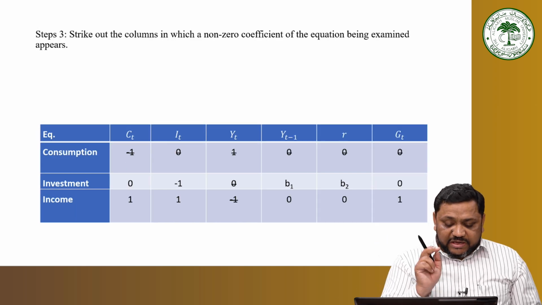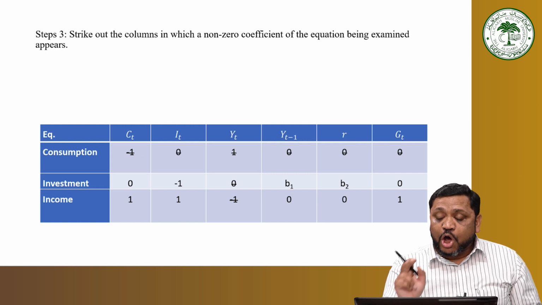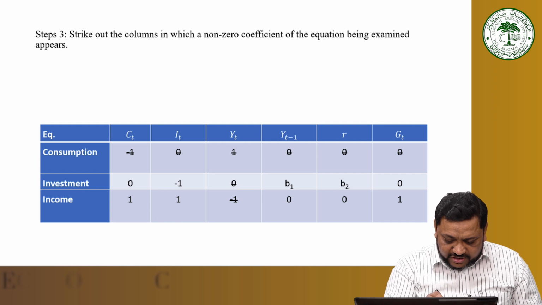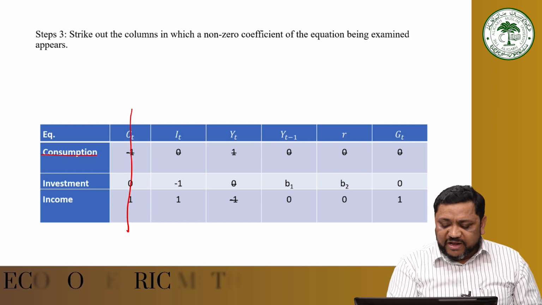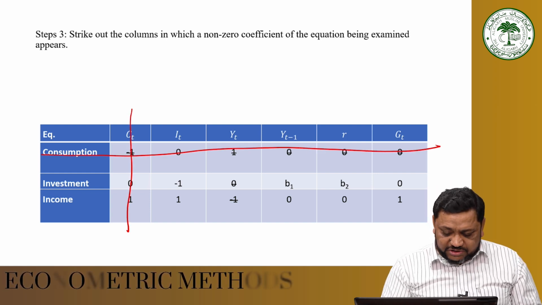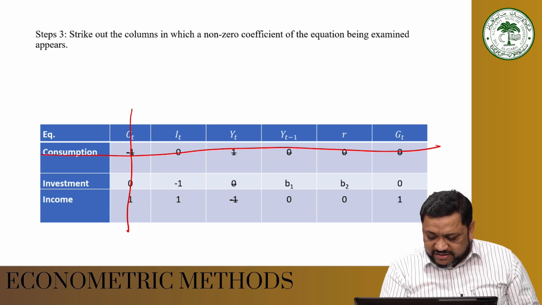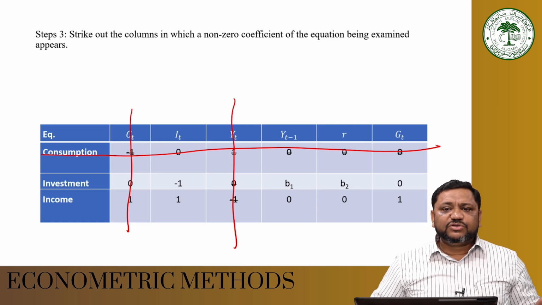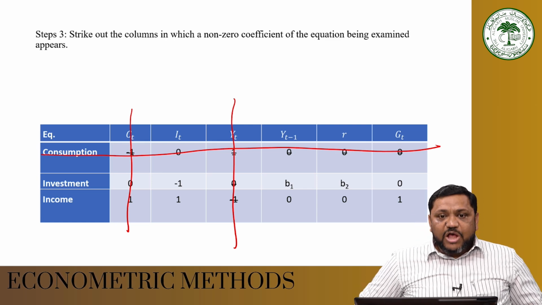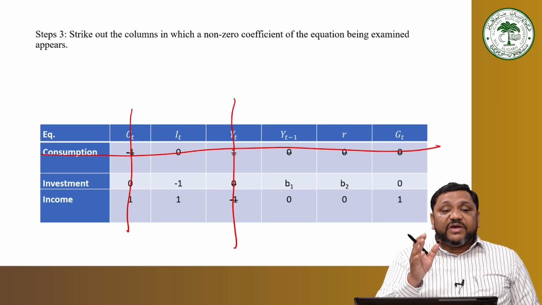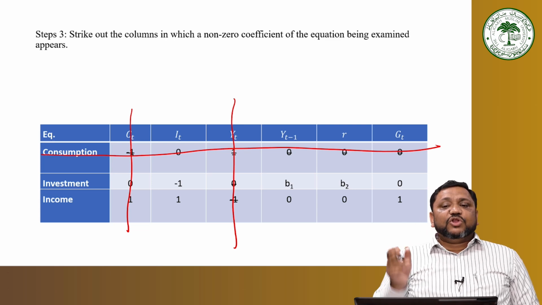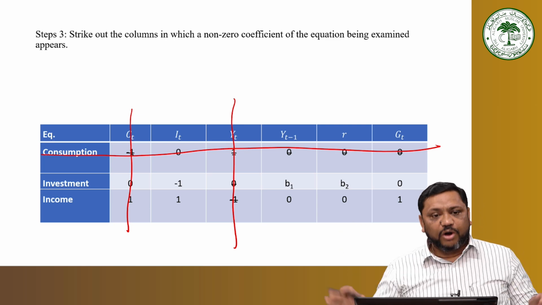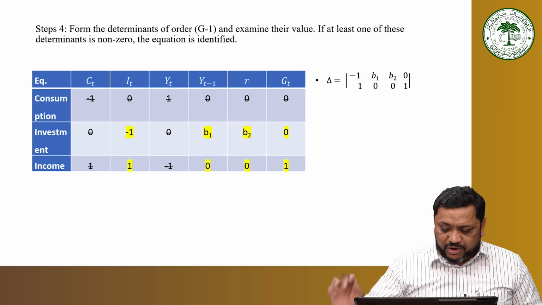Step number 3. Strike out the columns in which there is a non-zero coefficient with respect to the consumption function. Non-zero is over here, so already we have cut it like this. Now non-zero is over here. Here it is 0. Here it is again -1. I cut it, and here everything is 0, 0, 0, so there are no non-zeros over here. So by deleting the relevant rows and columns, we are left with the coefficients of variables not included in that particular equation, but contained in other equations of the model.